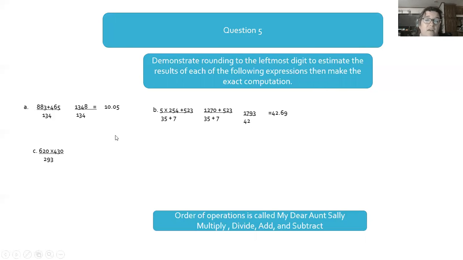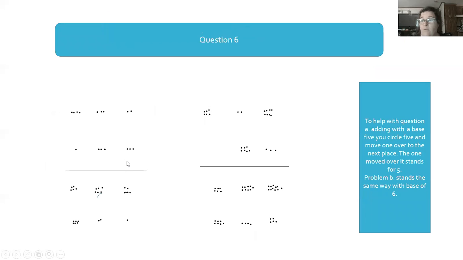Okay, problem C. Remember, my dear Aunt Sally. So what we're going to do first, multiply, and then we'll divide. So we're going to multiply, and it's going to give us 2,66600 over 293, and then we are going to divide, which is going to give us 909.89. Okay, and now we're on problem 6.